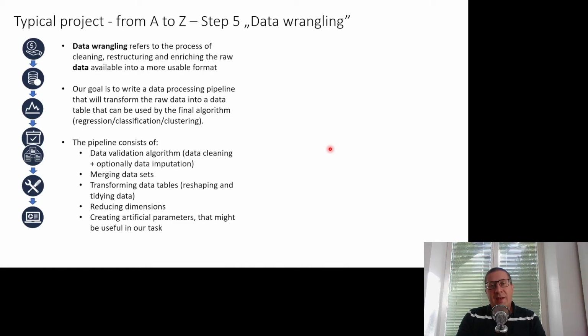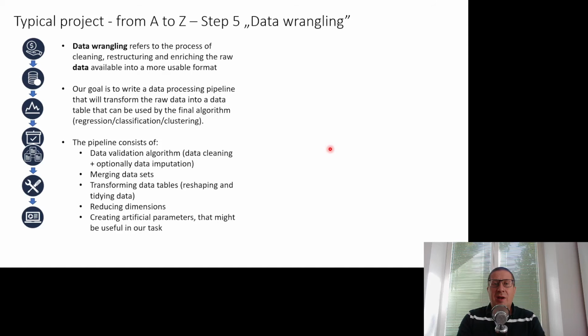All right, and now when we have the clean data, or at least we believe we have clean data, because usually not all the errors can be caught at this step. Usually we have to come back to this step once in a while by looking at the results of our algorithms. So the next step is data wrangling.